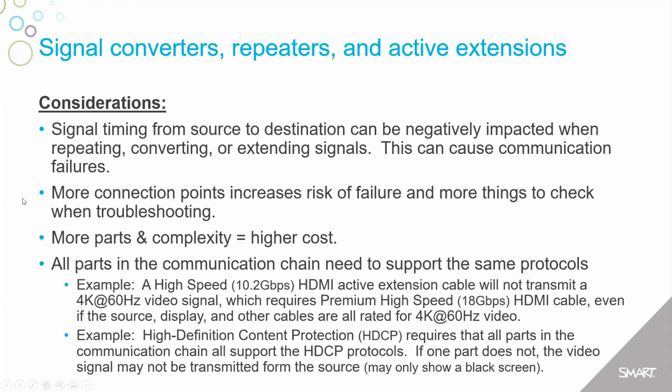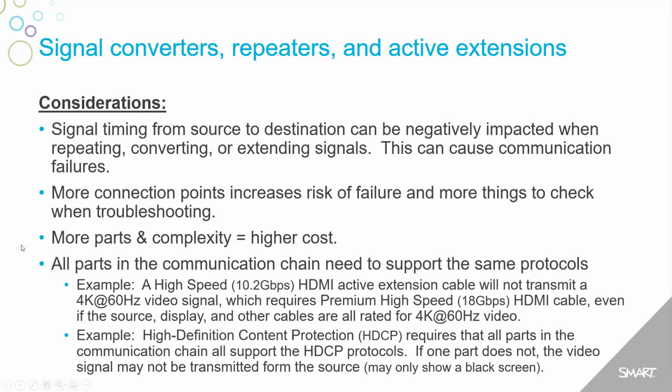Another consideration: the more connection points you add to an overall communication chain, the higher the risk of failure and the higher the quantity of things that you need to check when troubleshooting. It's really easy to check one cable between your computer and your display. It's more difficult to check 2 or 3 cables, especially if they're installed inside a wall or conduit or other locations.